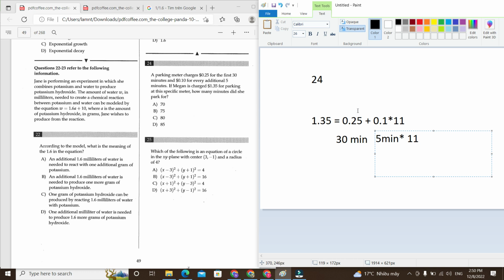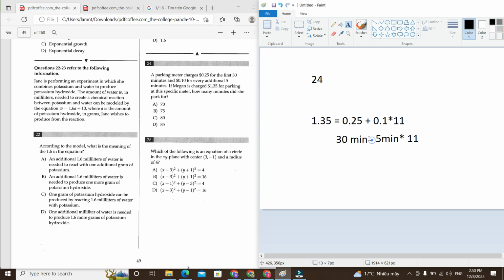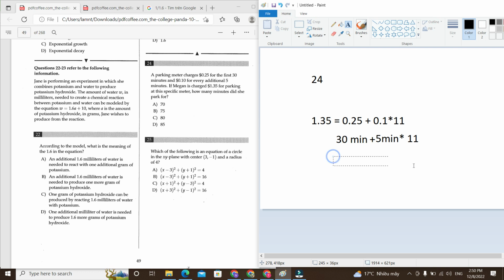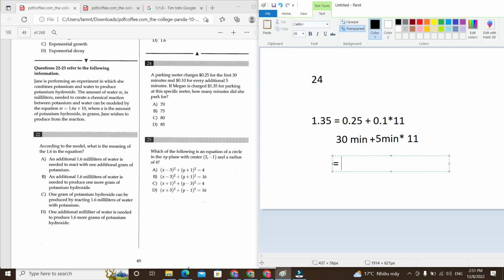So we just have to add up this number. That is going to be 30 minutes plus 55 minutes. So it's 85 minutes, right? So the answer should be C, B, D, right?